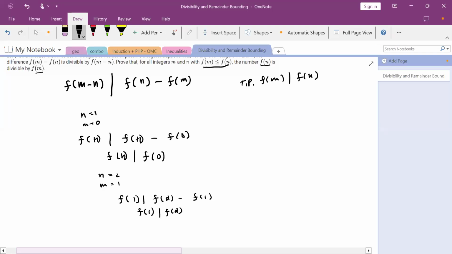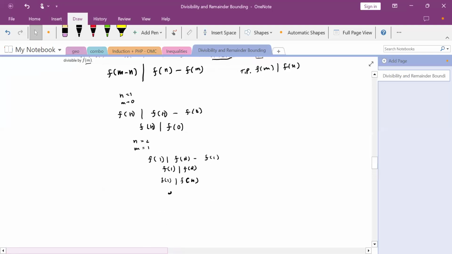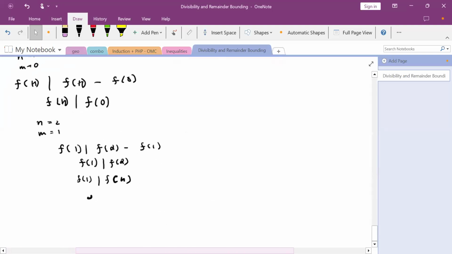Here we got that f of 1 divides f of 2. Similarly, by induction, we get f of 1 divides f of 3, so f of 1 divides all f of n. Also, f of n divides f of 0. So we can claim that f of 1 divides f of 0, and also f of 0 divides f of 1.